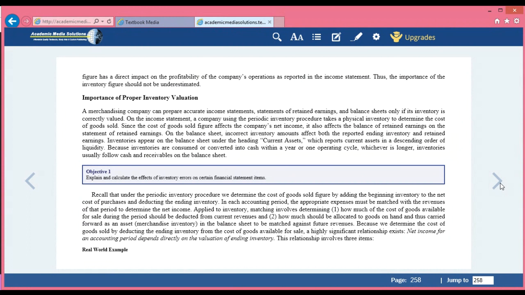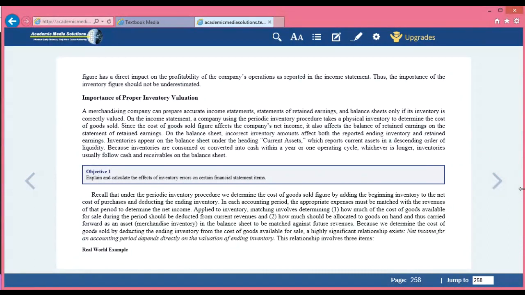Now, when I'm doing this online, they don't give me page numbers, but objective number 1 is the importance of proper inventory valuation. If you can remember from the last chapter, what we did was come up with all of the cost of the goods available for sale. And as I said in that lecture, what you had available for sale, you either sold or you didn't. If you didn't sell it, it went into ending inventory. If you did sell it, it went into cost of goods sold.